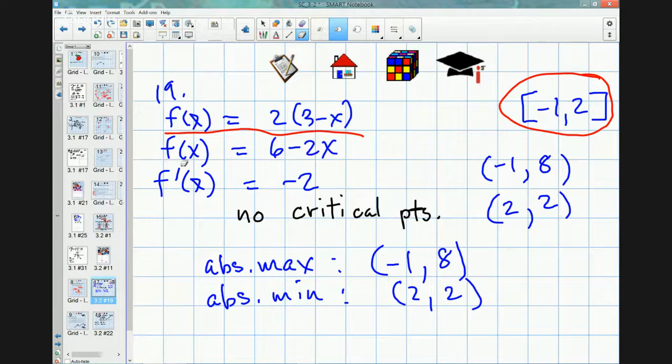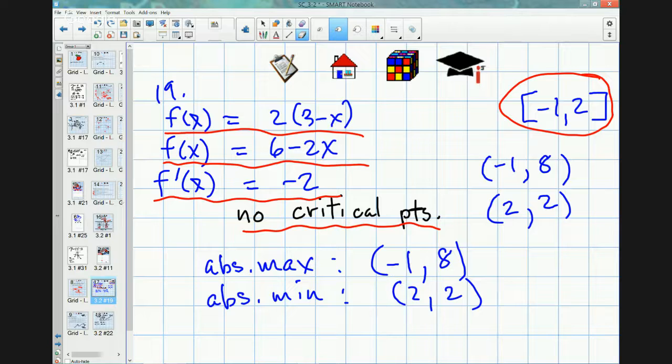All right, so first I just multiplied it out. I don't know why they left it that way, but anyway, that's 6 minus 2x. So we find the derivative. It's -2. Will that ever be undefined? No, it's a constant. It's -2 all the time. And will that ever be equal to 0? No. So on this crazy thing, we have no critical points. Well, we can't test the critical points, but we should check the endpoints.